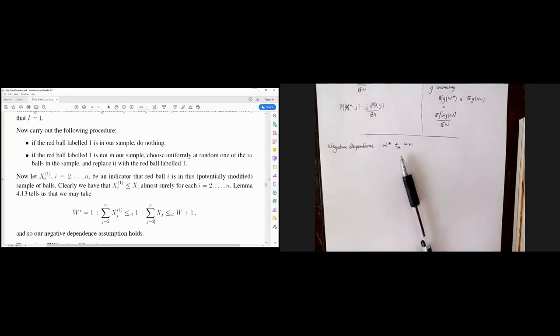And so I get my negative dependence assumption in that case. All this is an explicit coupling that makes precise the idea that if I tell you that I've picked red ball number 1, then that means there's less space for the other n-1 of them in my sample. This is just a precise coupling that makes that intuition into a precise mathematical statement. So I know that my negative dependence condition holds here.